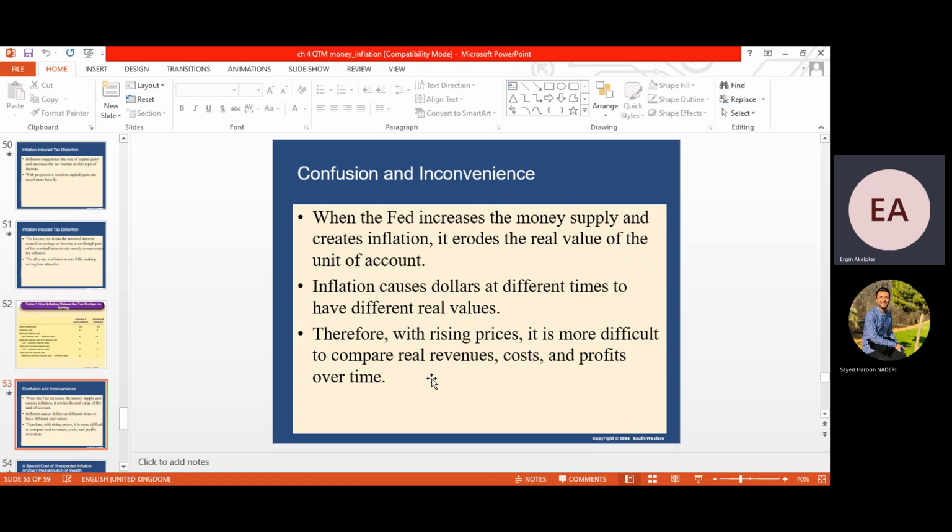Confusion and inconvenience are also expected when there is inflation in the market. When the central bank increases the money supply and creates inflation, it erodes the real value of the unit of account.